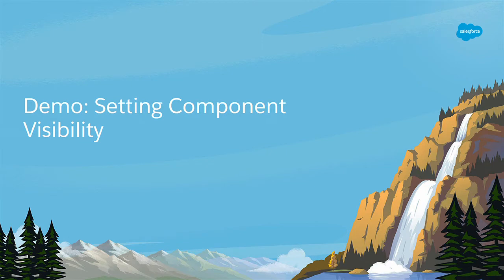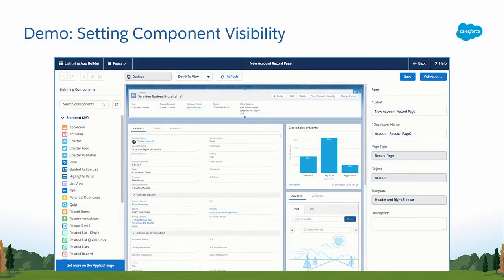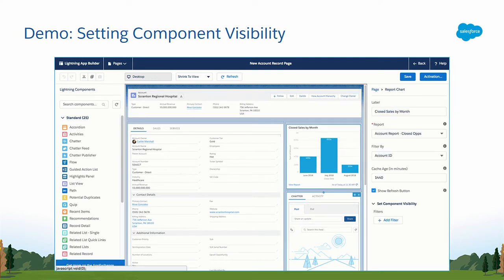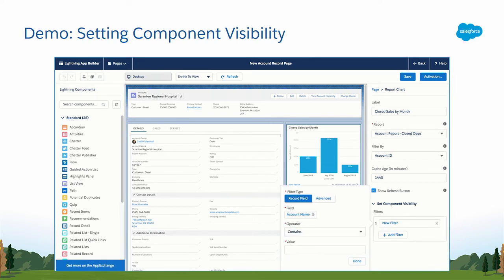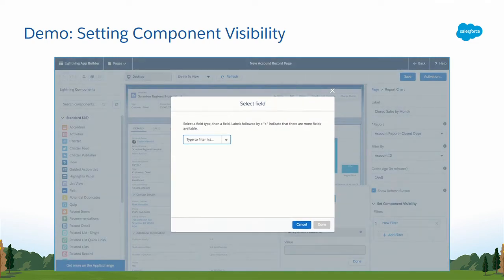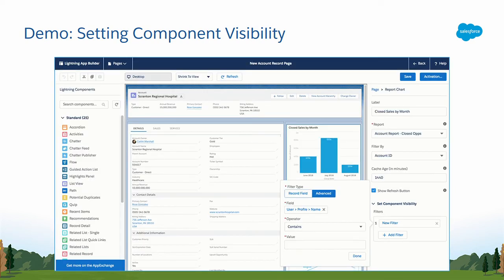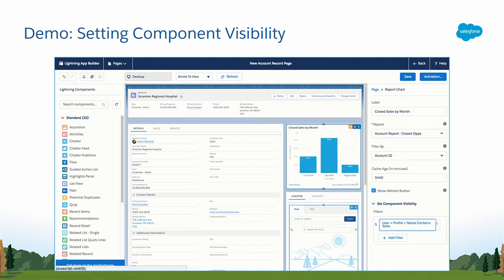So let's take a look at how we would set the visibility for a component. We'll open up our account page and click into the chart component. We'll go into Set Component Visibility in the sidebar, and we'll click Add Filter. And here we'll toggle over to Advanced, and then we'll navigate through to the profile name. And here we'll set this up so that we only see this chart if profile contains sales, since this only applies to our sales team.